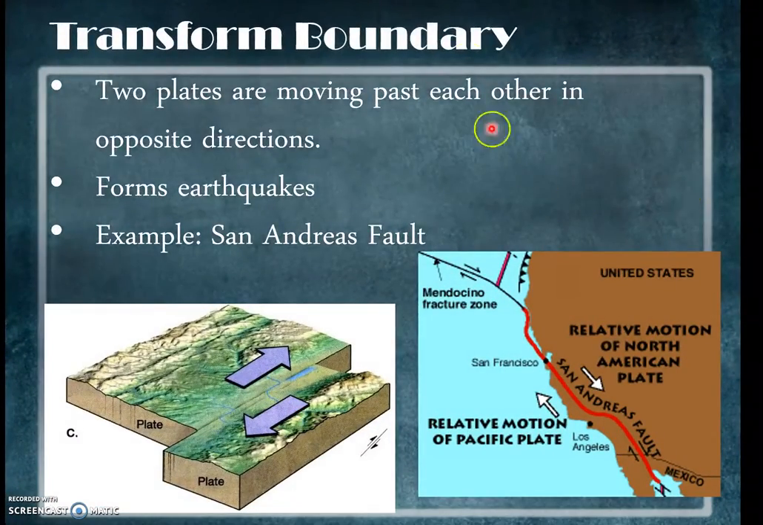The last boundary type is a transform boundary. In this case, two plates are grinding past each other in opposite directions. This creates a lot of earthquakes. A great example of this is the San Andreas Fault in California. As these two plates move past each other in opposite directions, it causes California to have lots and lots of earthquakes.